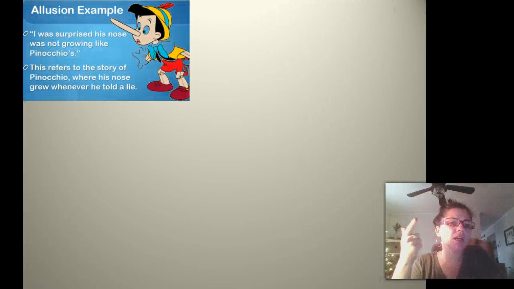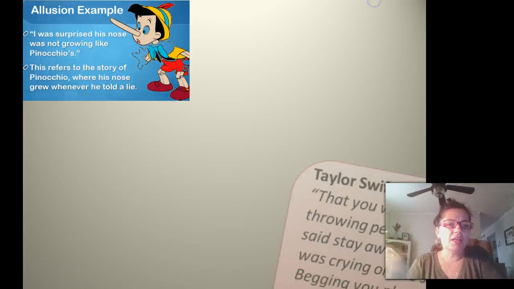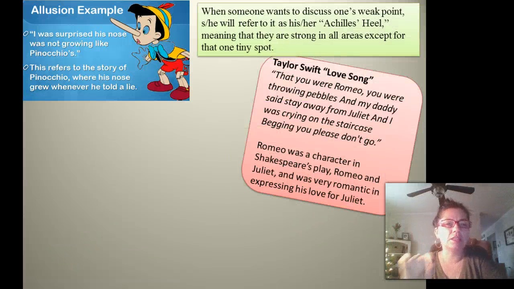"I was surprised that his nose was not growing like Pinocchio's." We all know Pinocchio's nose grows when he tells a lie. So when you call somebody a Pinocchio, that's an allusion to Pinocchio. The Taylor Swift love song: "You were Romeo, you were throwing pebbles, and my daddy said stay away from Juliet." Famous Shakespeare play, Romeo and Juliet, there's your allusion to it. We understand that song because we know the famous play by Shakespeare.